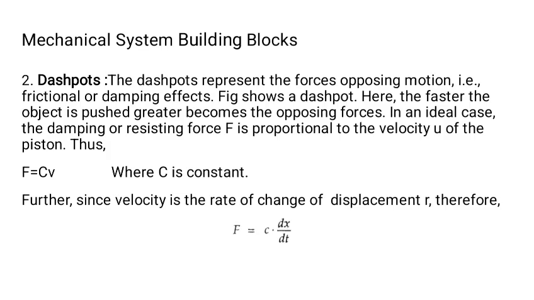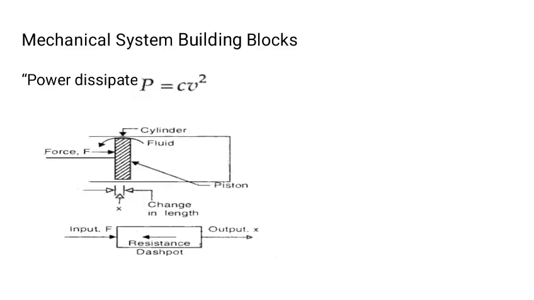Since velocity is the rate of change of displacement x, therefore F is equal to C into dx by dt. In a dashpot, no energy is stored. It does not return to its original position when there is no force input. The dashpot dissipates the energy rather than stores it. The power dissipated P is equal to Cv square.